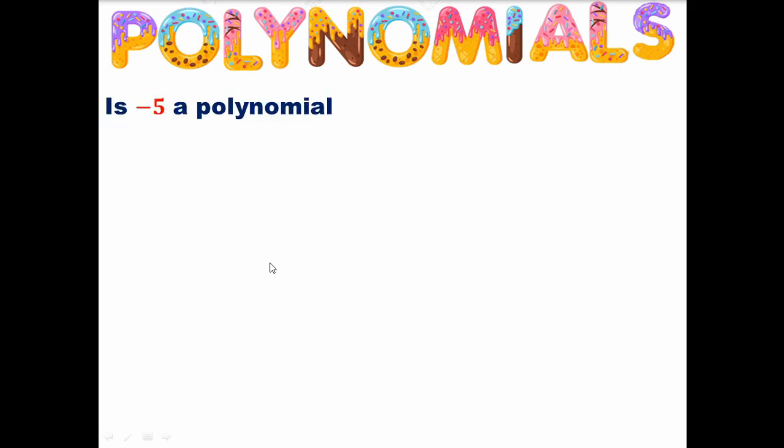Now let me ask you some questions. Do you think minus 5 is a polynomial? You may think that if it is a polynomial, then you should have a constant and a variable. But here you just have a number, with no variable attached to it. So you may have a doubt whether it is a polynomial or not. No doubt, it is a polynomial. Minus 5 is a polynomial.